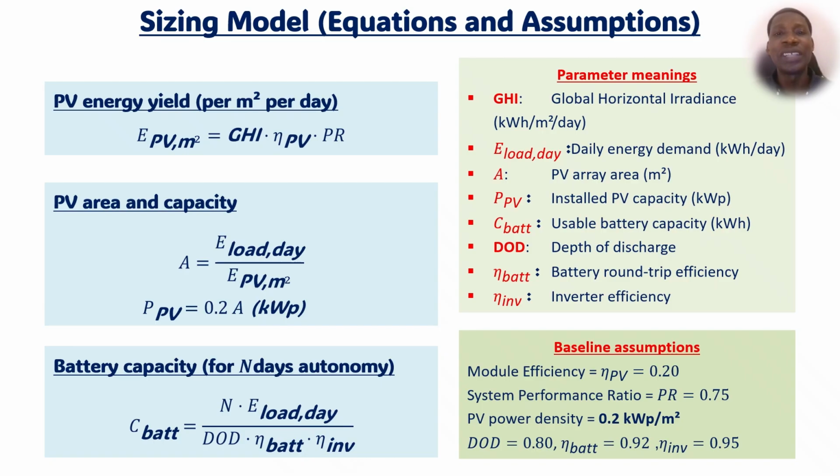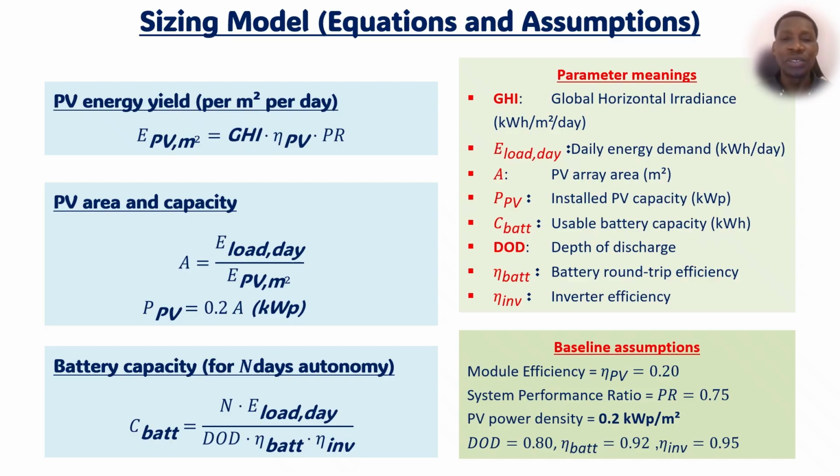Here, the equations and the assumptions used in the system model are given. The global horizontal irradiance is measured in kilowatt hour per meter squared per day. The energy demand is given in kilowatt hour per day, and the PV array area is given in meter squared. The installed PV capacity is also provided in kilowatts. Usable battery capacity is provided in kilowatt hour. We have the DOD, which is the depth of discharge, the battery round trip efficiency, and the inverter efficiency.